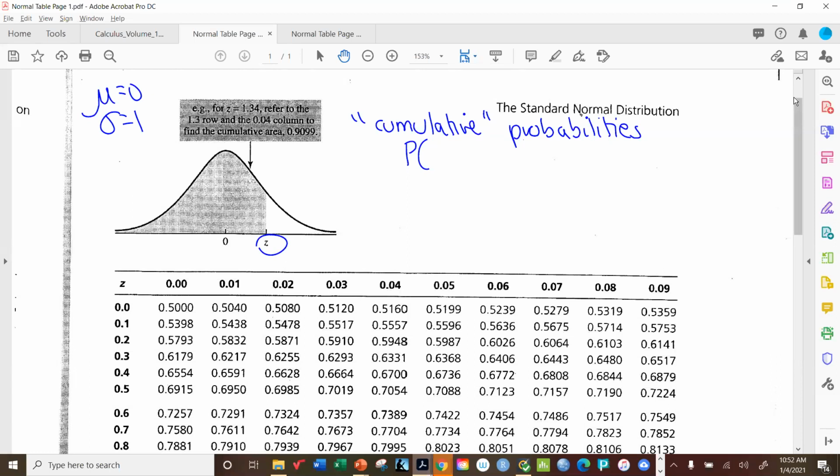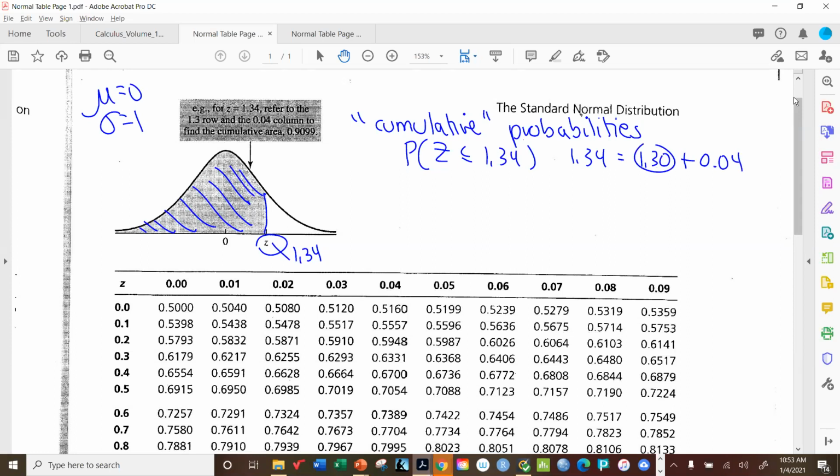Okay, so the example they're showing you in this little graph here is that suppose z is 1.34. What's the probability of being below that point? In other words, this whole shaded region represents that probability. Now, on the chart, the way they've structured it is that you can look it up by doing the following. Think of this 1.34 as 1.30 plus 0.04.